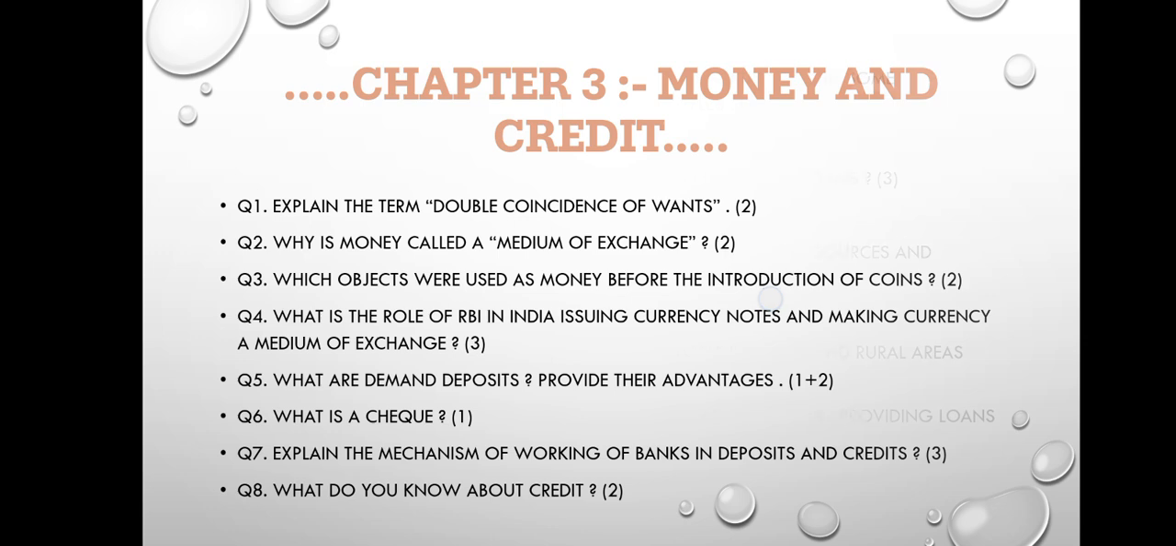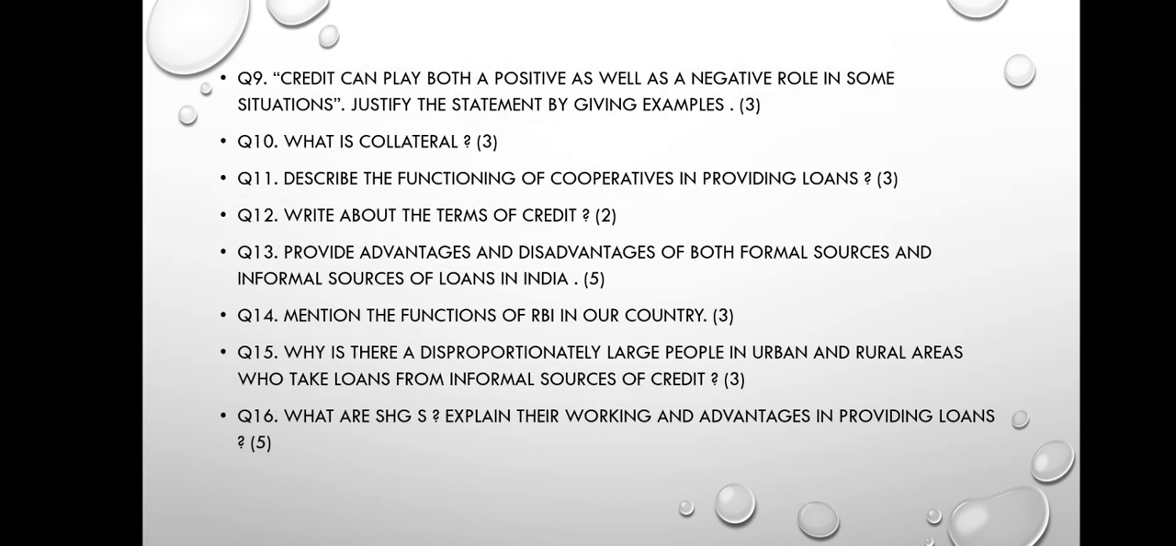What do you know about credit? 2 marks. Credit can play both a positive as well as a negative role in some situations. Justify the statement by giving examples. 3 marks. What is collateral? 3 marks. Describe the functioning of cooperatives in providing loans. 3 marks.